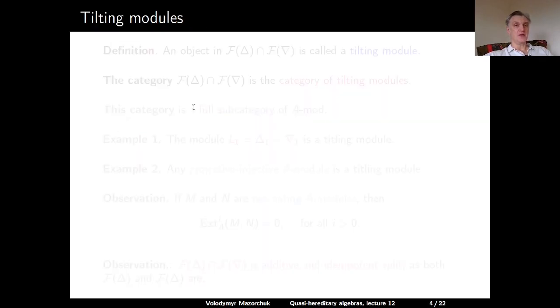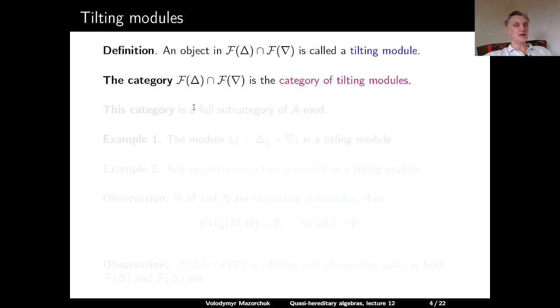Now we can define the main protagonists of the present lecture, and these are the tilting modules. Definition: a tilting module is an A module which belongs both to F delta and to F nabla. So the intersection of F delta and F nabla is usually called the category of tilting modules, and this is a full subcategory of the category of all, of course finite dimensional, A modules.